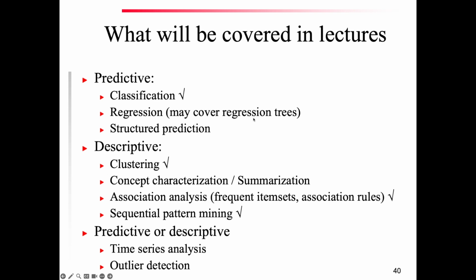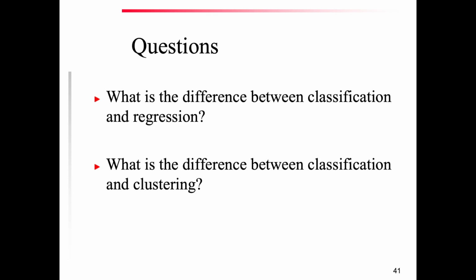So what will be covered in the lectures in this class: we are going to cover classification. For classification, I will cover decision trees and Bayesian classification. We will cover clustering, for example, k-means. And we will cover association analysis, sequential pattern mining, and in the last sessions, if time permits, we will cover text mining: sentiment, emotion, stance, topic modeling. So now, what is the question? What is the difference between classification and regression?